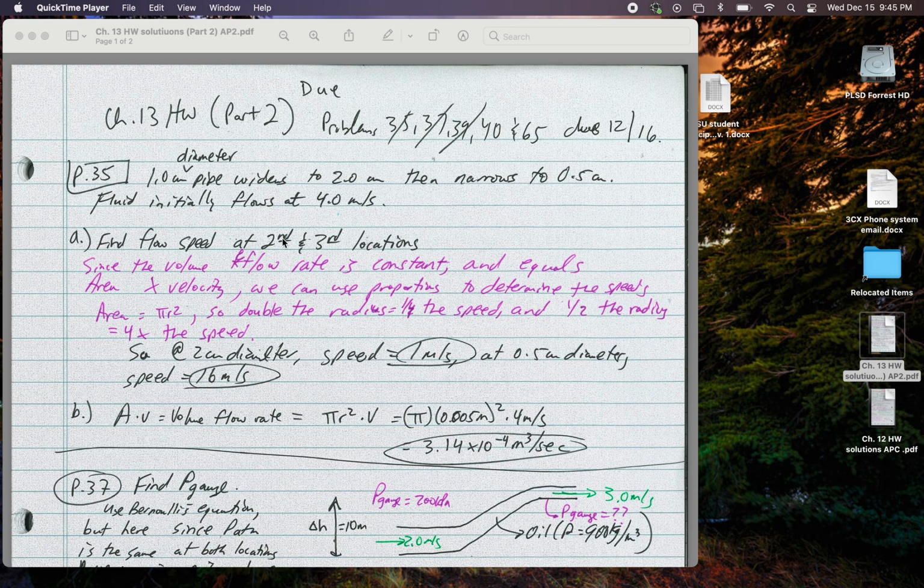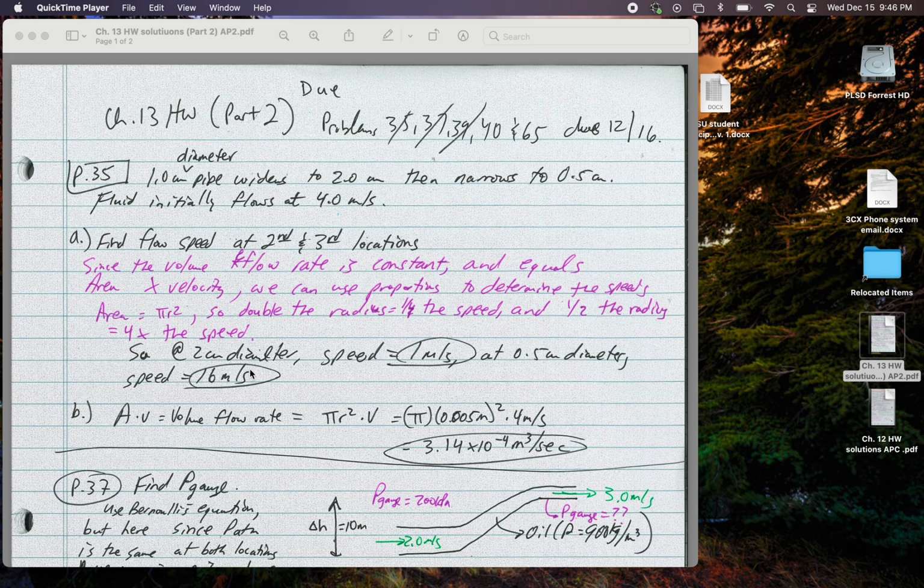Well, you could think of this proportionally, because if you don't need to handle it exactly mathematically yet, but if it's 1 centimeter diameter and then it goes to 2, that means that the cross-sectional area is going to quadruple, because the area is pi r squared, and the radius is proportional to the diameter. So when it narrows to 0.5, it's going to be going 4 times as fast, and so therefore it's 16 meters per second. When it widens to 2 centimeters, it's going to be going 1/4 as fast, so 1 meter per second.